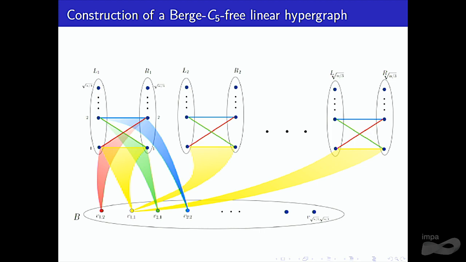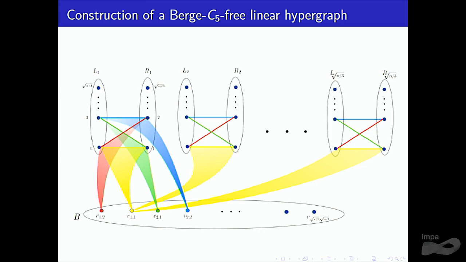The way we construct it is we take a √n/3 size set L1 and a √n/3 size set R1, and we take the complete bipartite graph in between. For each edge in this bipartite graph, we create a new vertex in B. So there's a bijection between these edges and vertices, and we put a hyperedge there. Then we take this hypergraph, make many copies of it, and identify the vertices of B.